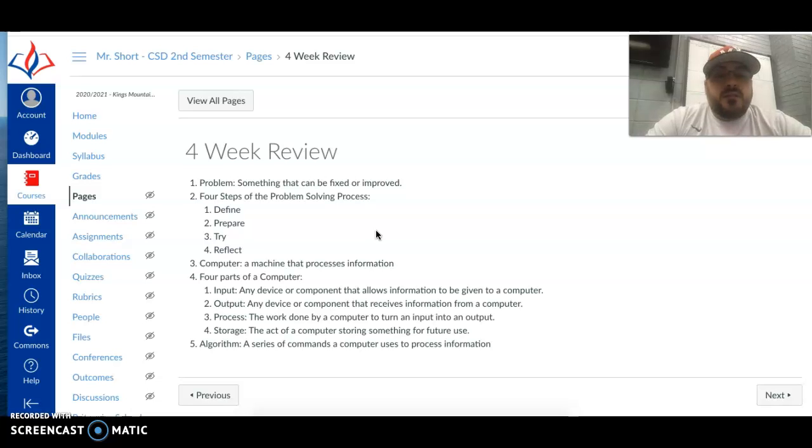The fourth thing we learned about was the four parts of a computer. There are four things that make up a computer. First thing is input. An input is any device or component that allows information to be given to a computer. And we talked about some of the types of input devices: keyboards, mouses, and microphones.